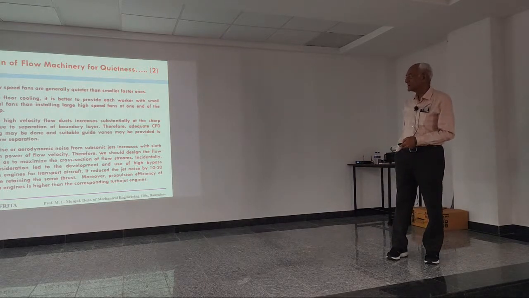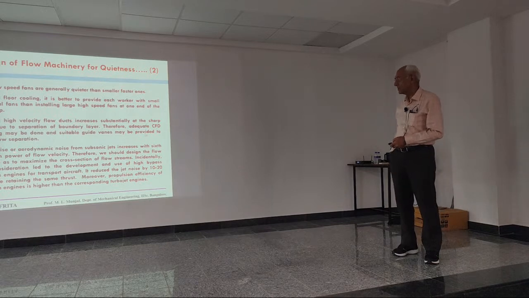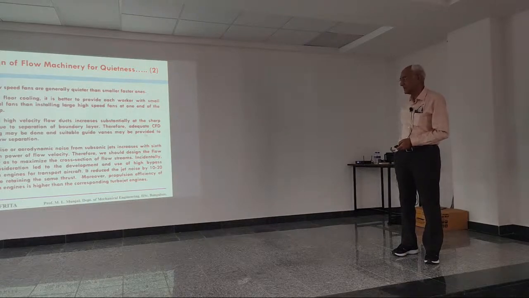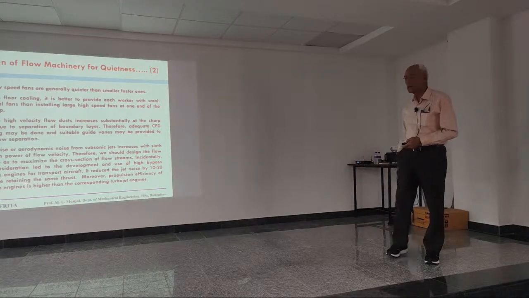The flow noise or aerodynamic noise from subsonic jets increases with the 6th to 8th power of flow velocity. Therefore, we should design the flow duct so as to maximize the cross section of the flow stream. Incidentally, this consideration led to the development and use of high bypass turbofan engines for transport aircraft. It reduced the jet noise by 10 to 20 decibels while retaining the same thrust. Moreover, the propulsion efficiency of a turbofan engine is higher than the corresponding turbojet engines.